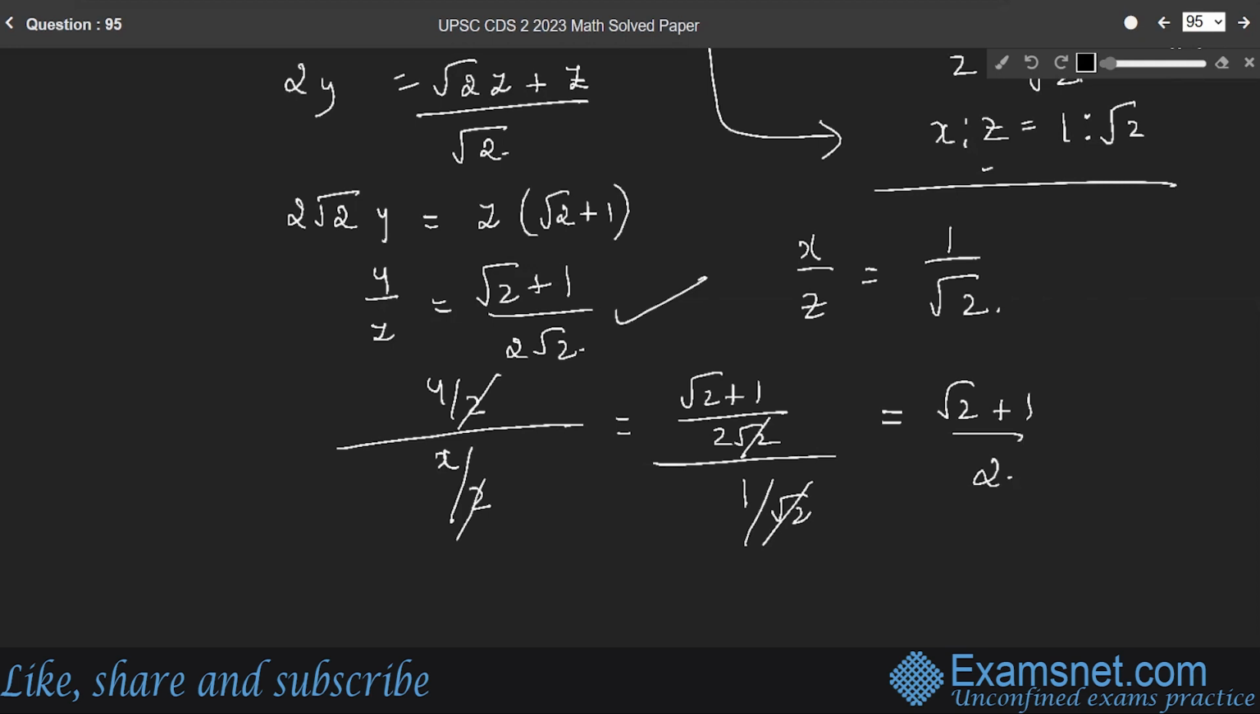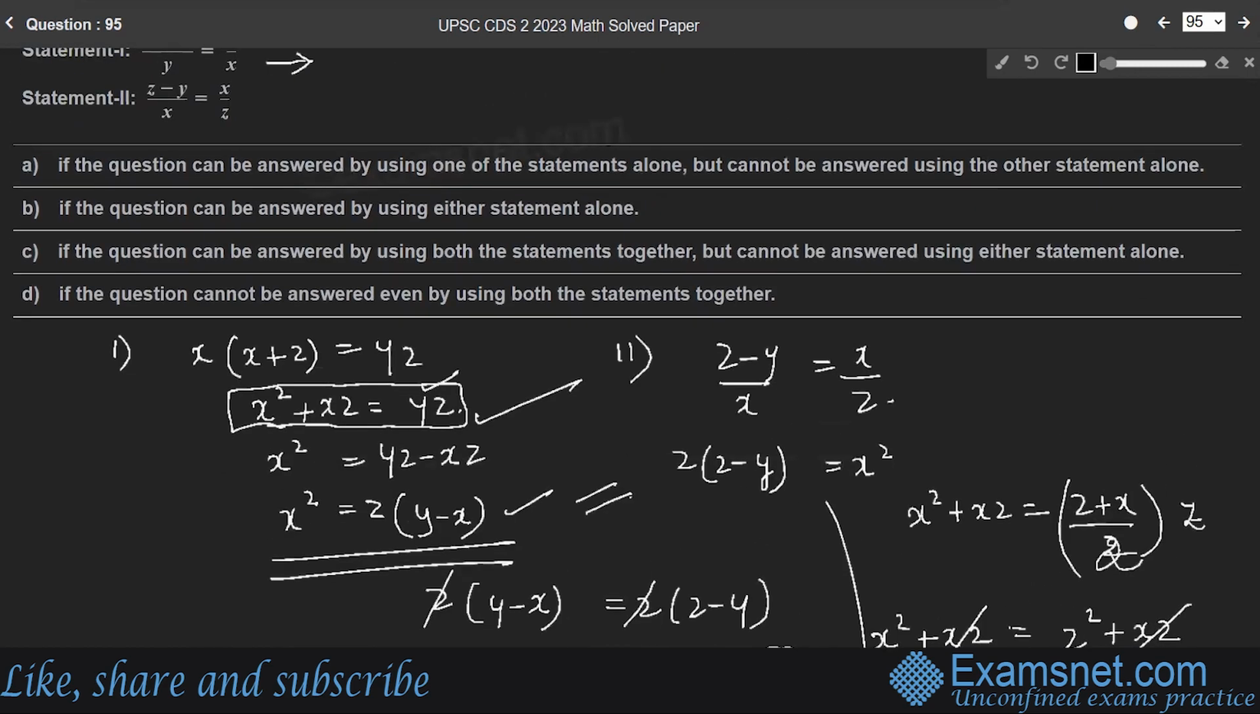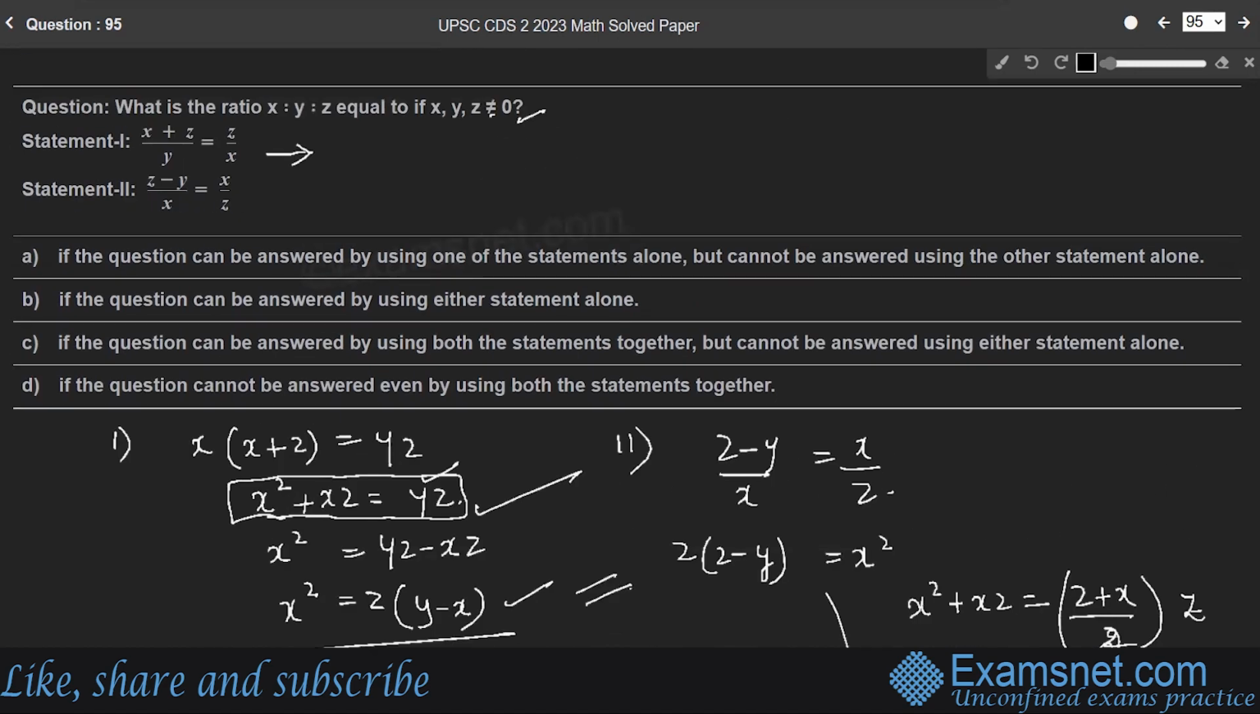Right? So, x to z is 1 by root 2, right? 1 is to root 2. This is how we can calculate the ratio between x, y and z using both the statements. So look at the options. Both the statements are required to answer. Here the question can be answered using one of the statements, but cannot be answered using the other statement alone. So which is not the answer.